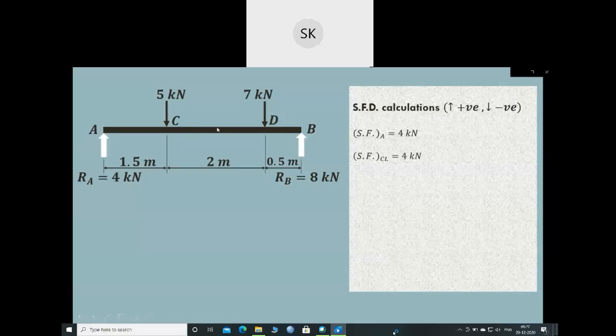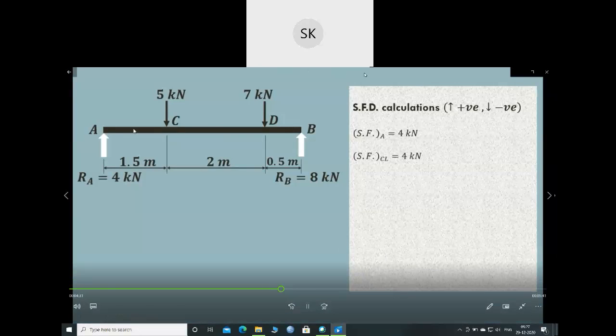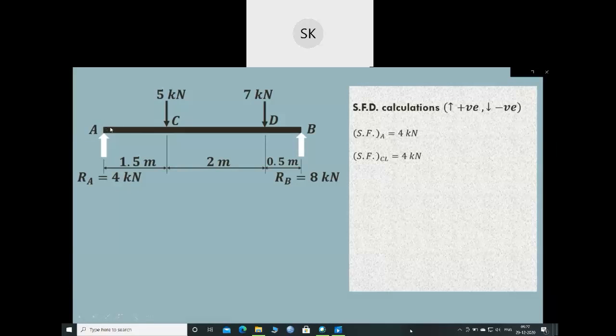Shear force just at the left of the C. As there is no other force acting between A and just left of C, left of C means we are not considering this particular point load, so 5 kilonewton we are not considering. So we can say that whatever is the shear force that is existing at A, the same will exist at point C left. Now exactly at C, there is a point load of 5 kilonewton which is acting in the downward direction. So it is 4 minus 5, so it is minus 1 kilonewton.